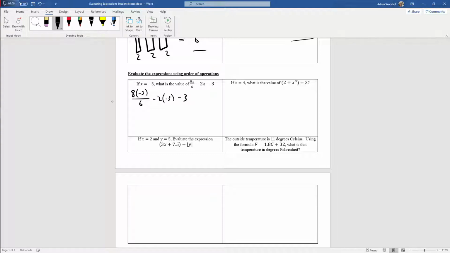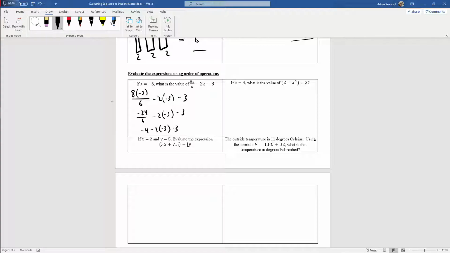And now I'm going to simplify and do my order of operations. So this fraction bar is a grouping symbol, so I'm going to do my grouping symbol first, and it looks like I need to do my multiplication first as well. So 8 times negative 3 is negative 24 over 6 minus 2 times negative 3 minus 3. Looks like I've got some division here that I need to work on, so negative 24 divided by 6 is negative 4 minus 2 times negative 3 minus 3.